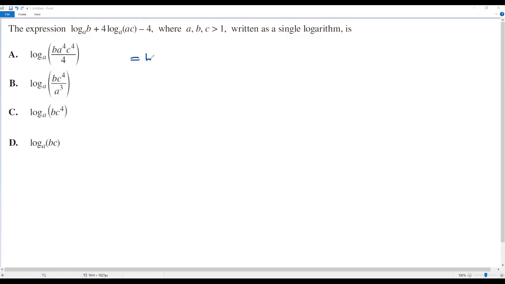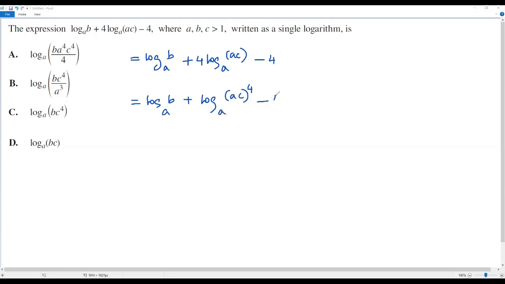Okay, let me write the expression as it is. That is log b to the base a positive 4 times log ac to the base a negative 4. In my first step, I'm going to use the power of logarithm. Because this logarithm is multiplied by 4, whenever a logarithm is multiplied by some number, the number in front of the logarithm can be taken as the exponent for the argument. So this is the power of logarithm. Then I'll get log of ac to the 4th power to the base a negative 4.